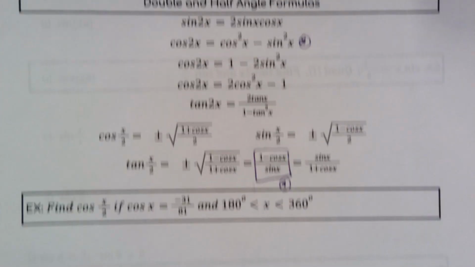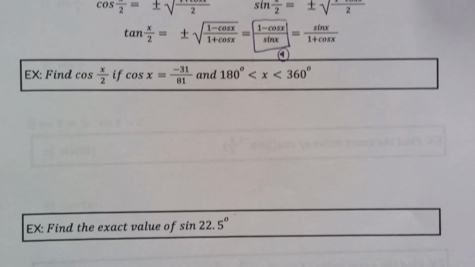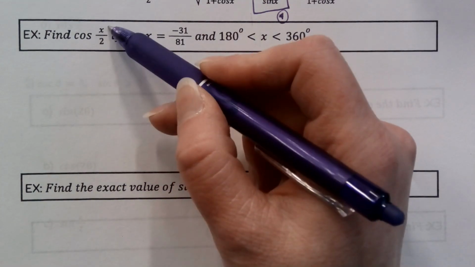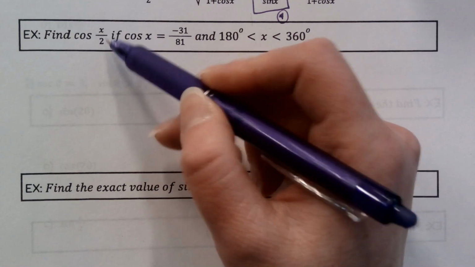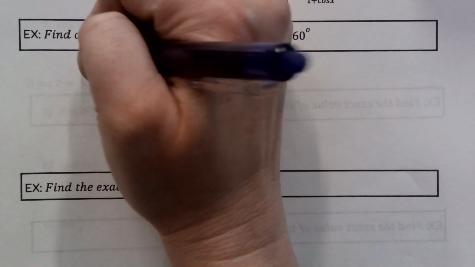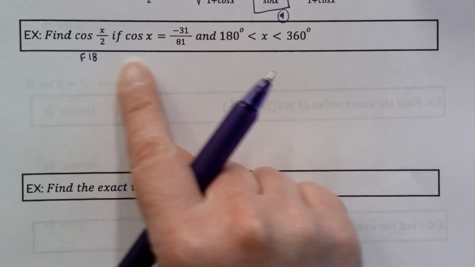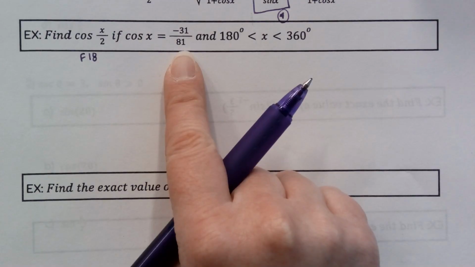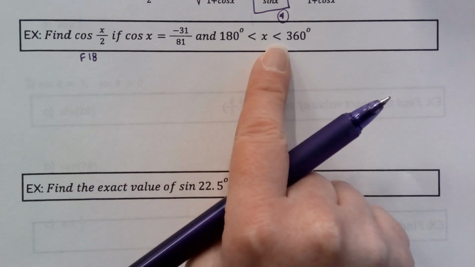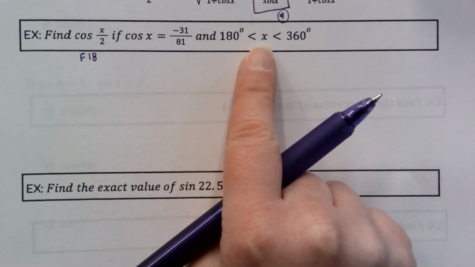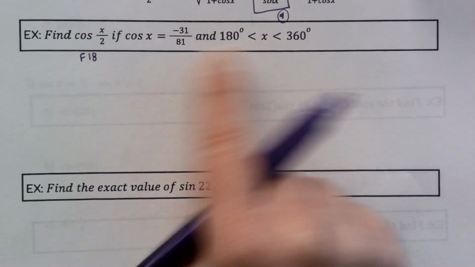So we just hop right into these examples. Again, I would have my formula sheet handy, or you can just reference the formulas above. The first one says, find cosine of x over 2. Right away, hopefully you see that's formula 18, so I will be using formula 18. Then they tell me cosine x is negative 31 over 81, and x is between 180 degrees and 360 degrees. This is going to be relevant in a second. You'll see why as soon as I write down this formula.